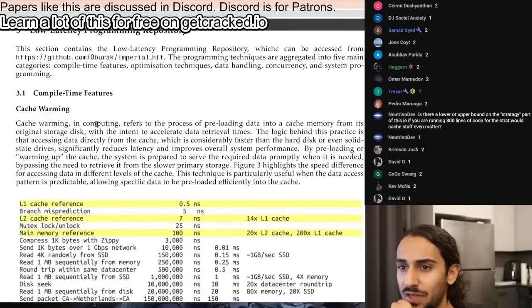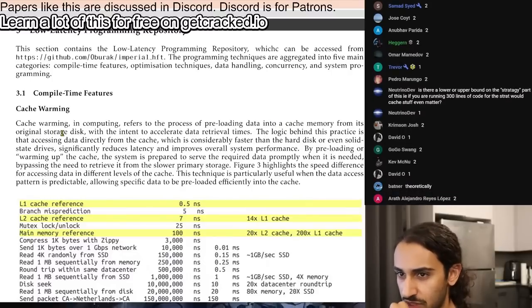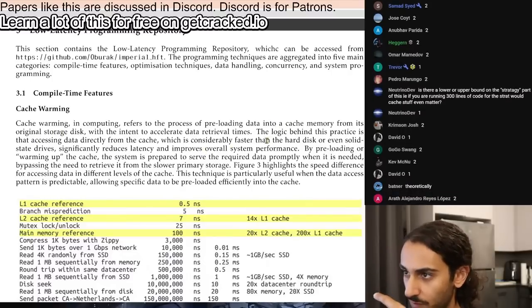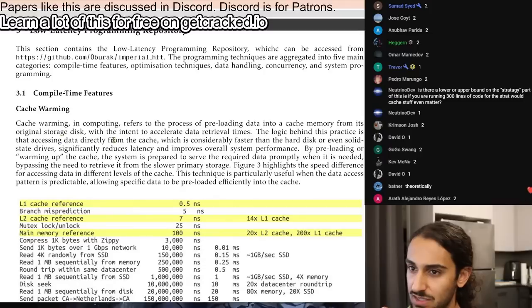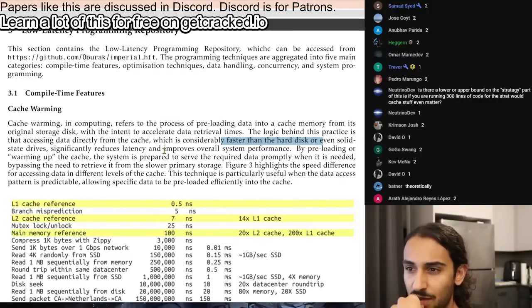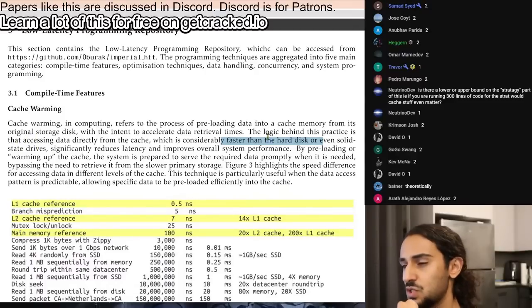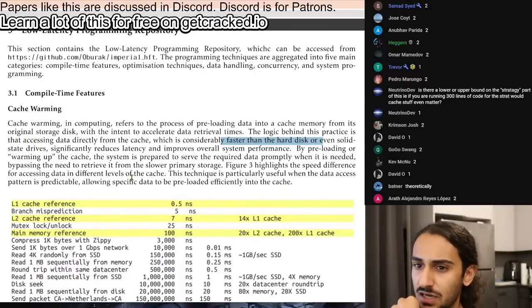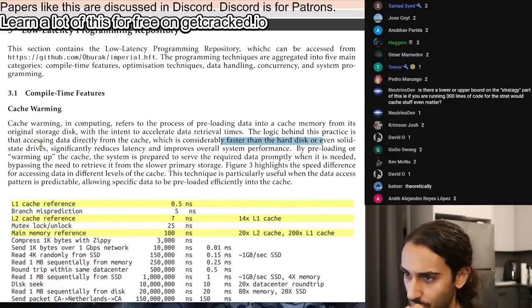Cache warming in computing refers to the process of preloading data into cache memory from its original storage disk with the intent of accelerated data retrieval. The logic behind this practice is that accessing data directly from the cache, which is considerably faster than the hard disk, or even solid-state drive, significantly reduces latency and improves overall system performance. By preloading or warming up the cache, the system is prepared to serve the required data promptly when it is needed, bypassing the need to retrieve it from the slower primary storage.